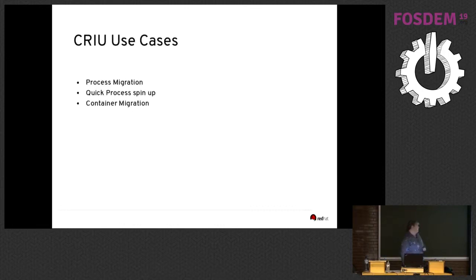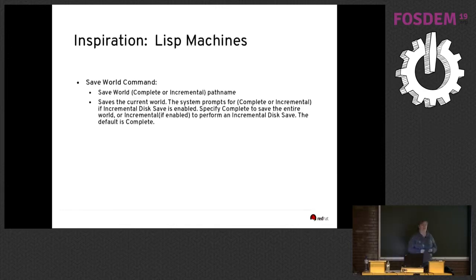So this is used mostly for process migration, the DevOps folks who want to move a process somewhere else. Quick process spin-up, which is why I got interested. Container migration. So the other reason I got interested is because I'm old. And I used to work on Lisp machines a long time ago, and I really miss being able to save the world. Imagine you have a read eval print loop, and you've done some stuff, and you've got your state where you think you want it. You can save the state of that world.